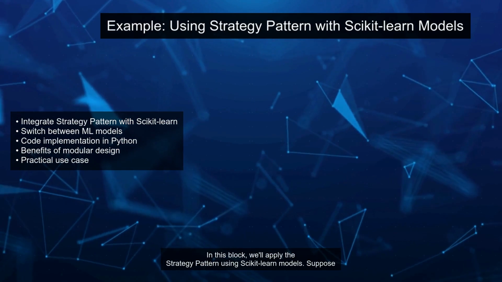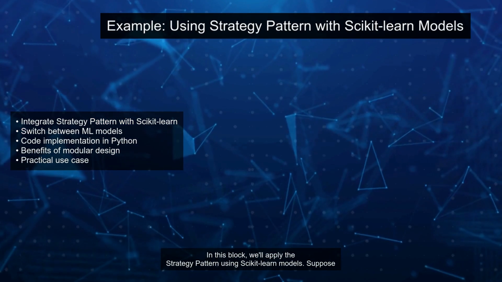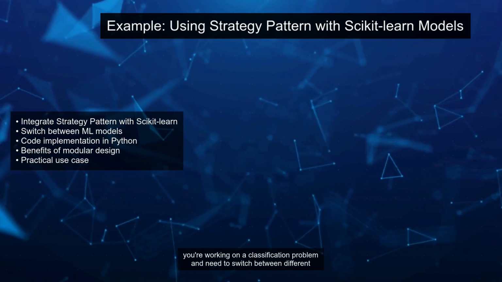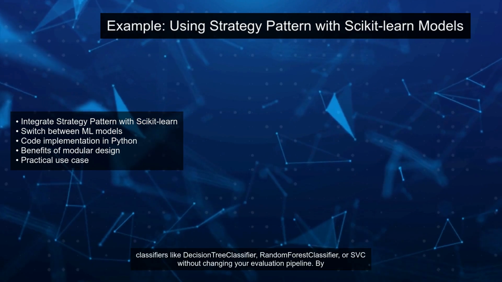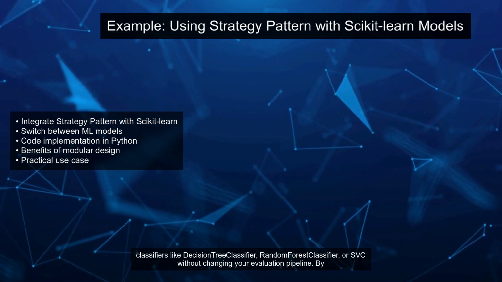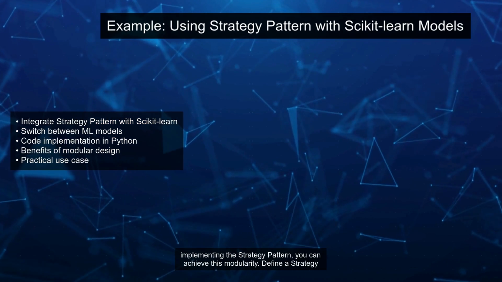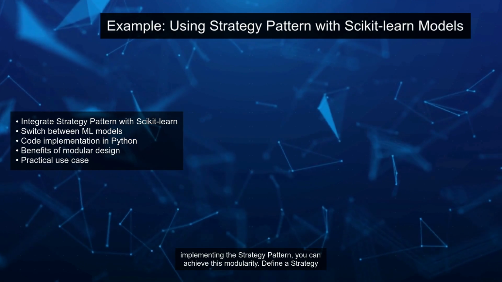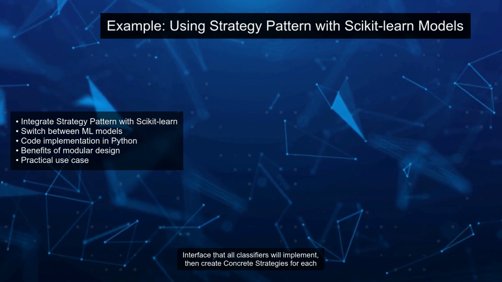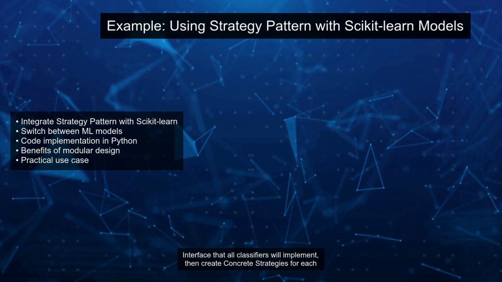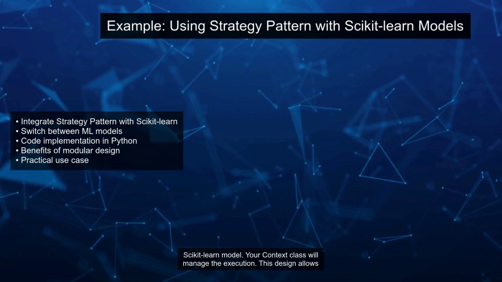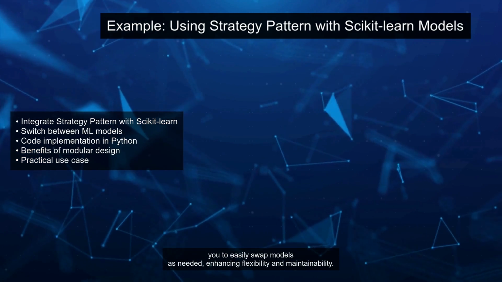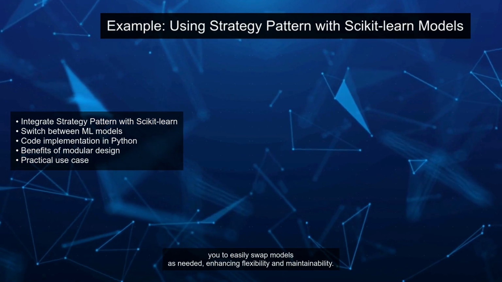In this block, we'll apply the strategy pattern using Scikit-learn models. Suppose you're working on a classification problem and need to switch between different classifiers like decision tree classifier, random forest classifier, or SVC without changing your evaluation pipeline. By implementing the strategy pattern, you can achieve this modularity. Define a strategy interface that all classifiers will implement, then create concrete strategies for each Scikit-learn model. Your context class will manage the execution. This design allows you to easily swap models as needed, enhancing flexibility and maintainability.